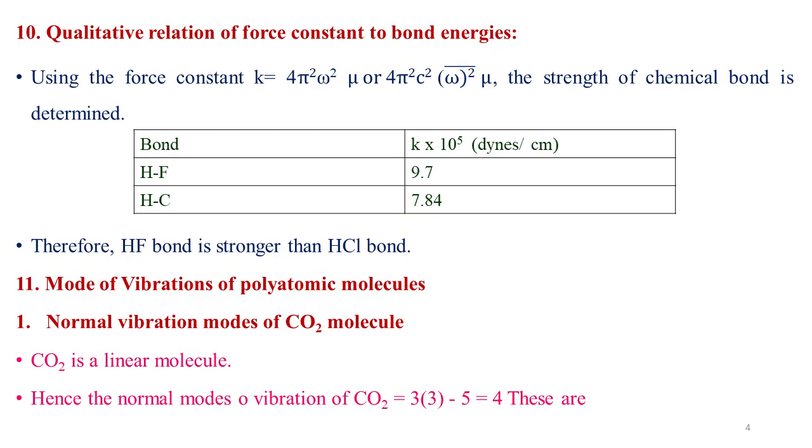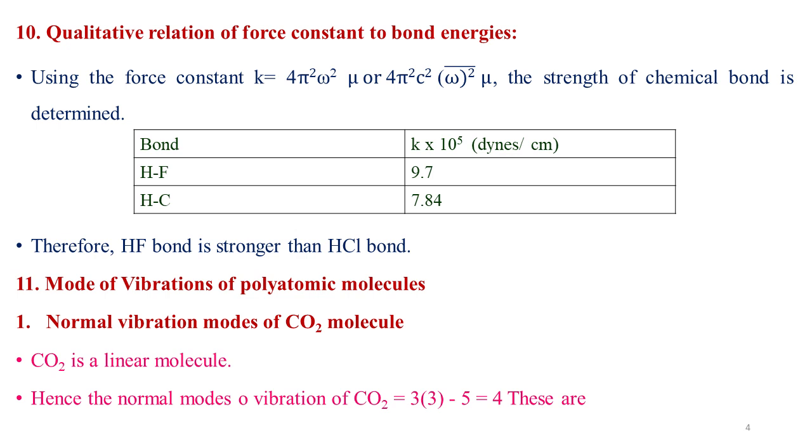The qualitative relation of force constant to bond energies: using the force constant value obtained from this equation, 4 pi squared c squared nu bar squared mu, the strength of the chemical bond can be determined. Suppose we compare the bond strengths of HF and HCl. The force constant for HF is found to be 9.7 into 10 power 5 dynes per centimeter, and for HCl it is found to be 4.84 into 10 power 5 dynes per centimeter. So the higher value of force constant for HF shows that it is stronger than the HCl bond.